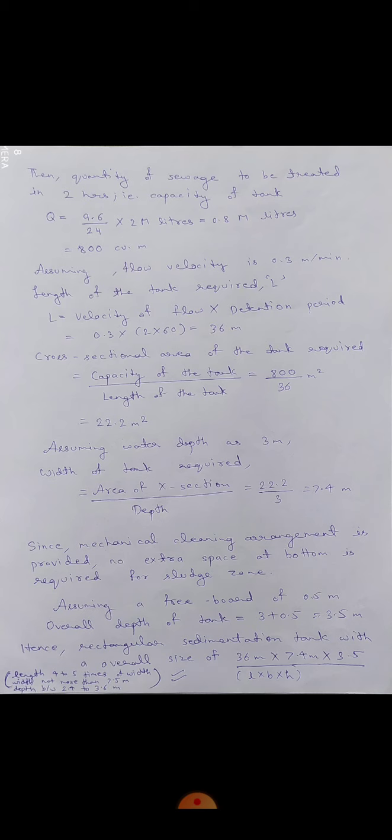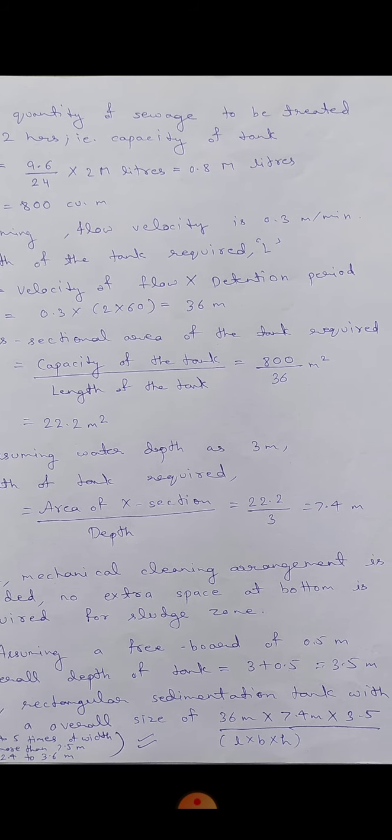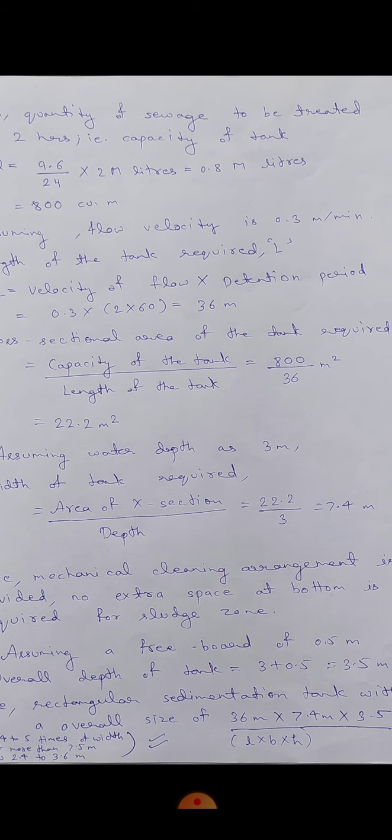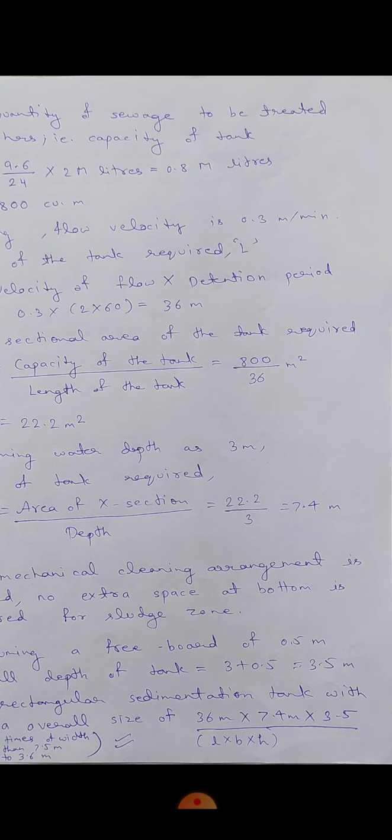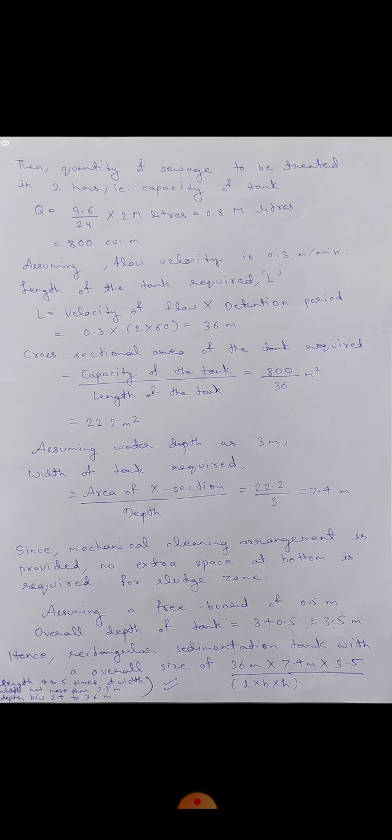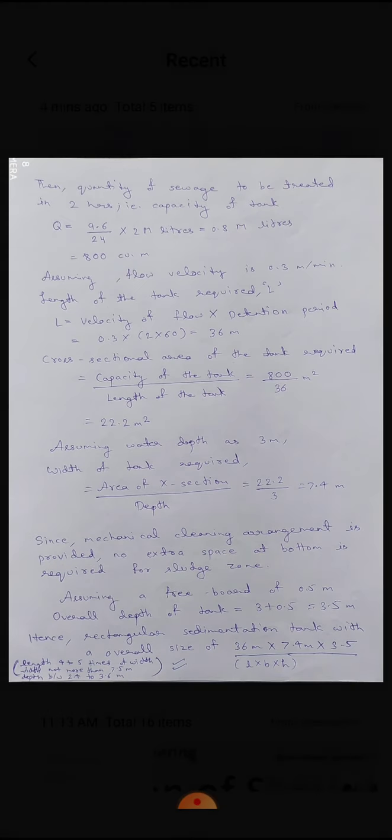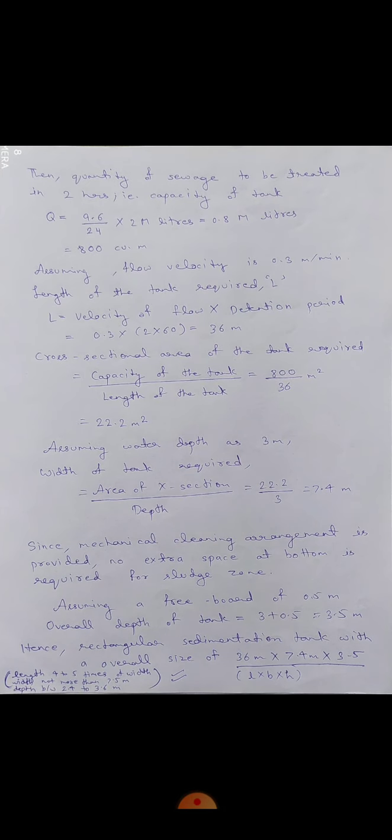Now we have to assume a freeboard of 0.5 meter, which will be added into the overall depth of the tank, that is 3 plus 0.5, that is 3.5 meters. So the design that has come is a rectangular sedimentation tank with 36 meters of length, and 7.4 meters of width.